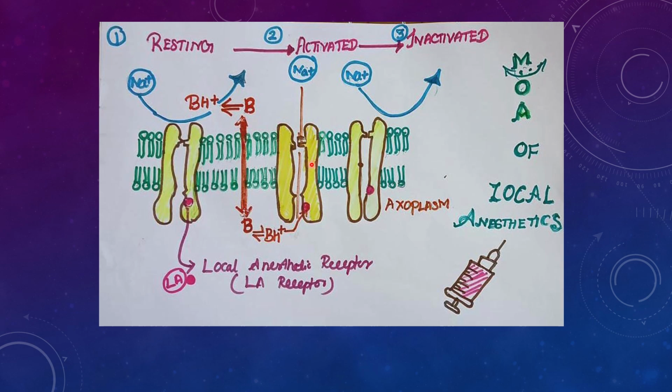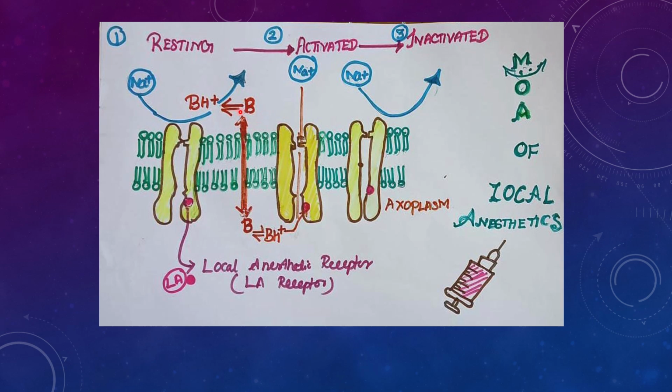So this is the clear diagram. This is the local anesthetic receptor, where your drug is going to act. This is the local anesthetic drug, the unionized form of the drug. It is the same diagram I explained before. This is the membrane, these are the channels, and this is the local anesthetic receptor. This is the sodium channel in the resting stage, in the activated stage, and in the inactivated state. This is the axoplasm.